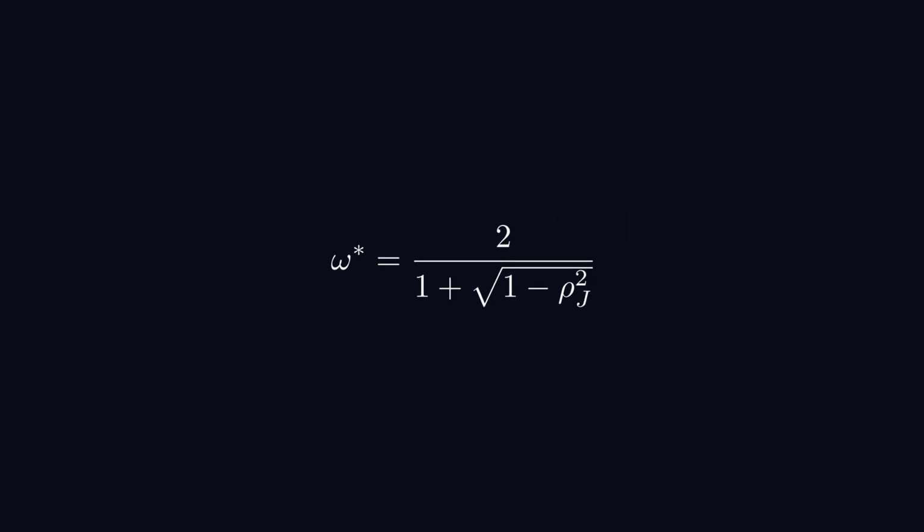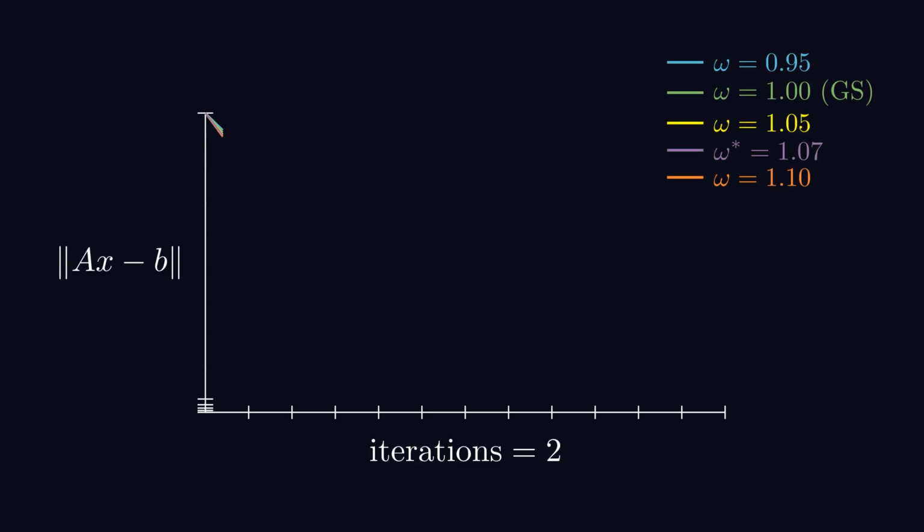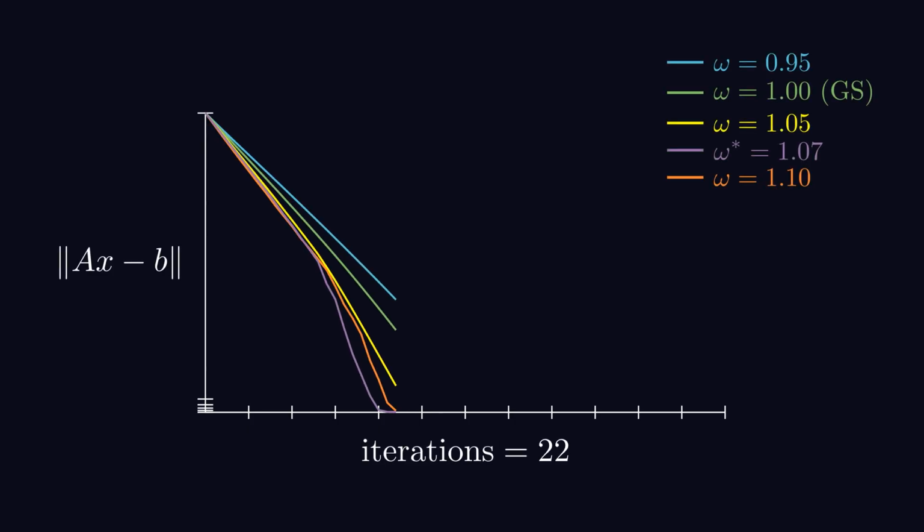A good rule of thumb for setting omega is 2 over 1 plus the square root of 1 minus rho squared, where rho is the spectral radius of the Jacobi iteration. Or just try a bunch of omega values and see what works. We see that certain values for omega lead to faster convergence than standard Gauss-Seidel.